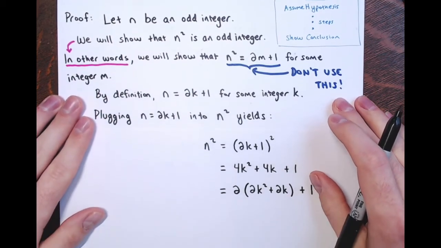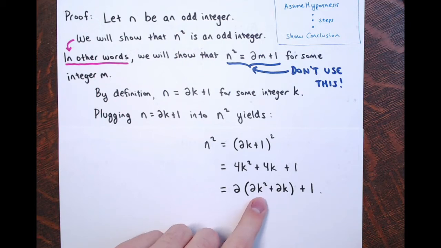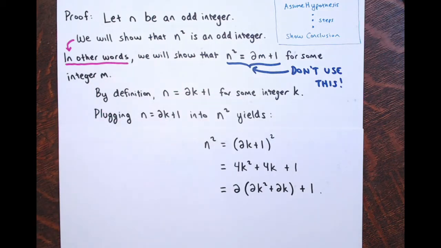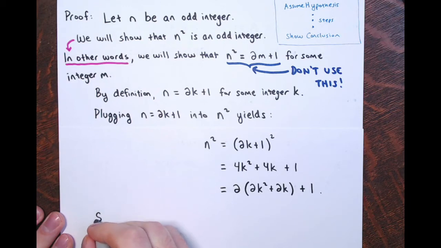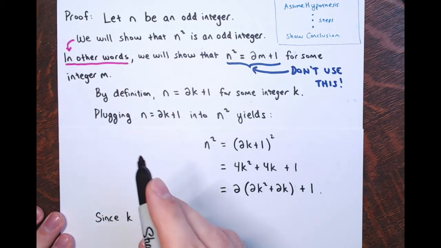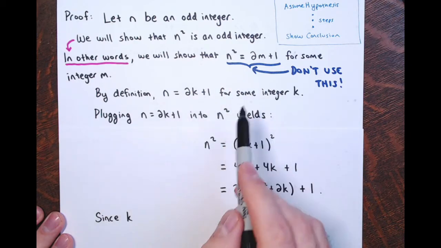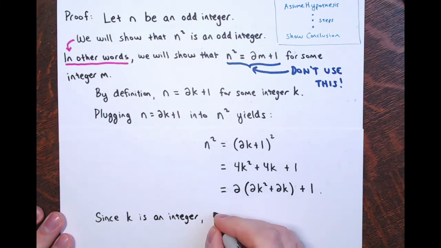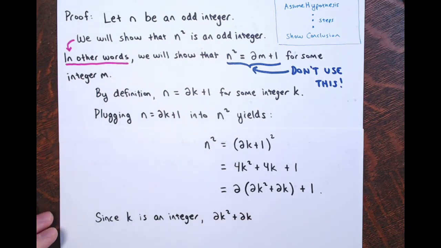Then we'll make a statement here about 2k squared plus 2k. I'm going to say 2k squared plus 2k is this integer m that I introduced earlier. And I'll make the statement, since k is an integer, we've already introduced k as an integer earlier, right here. Since k is an integer, this 2k squared plus 2k is also an integer. Remember that was part of the best practices section 2.3.